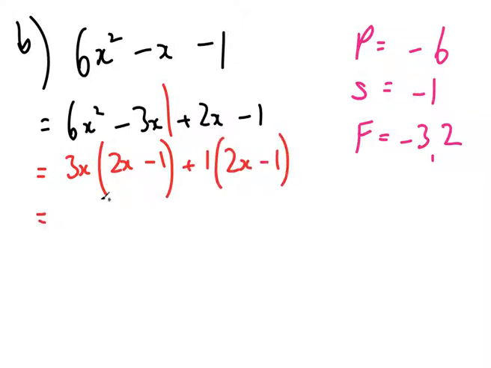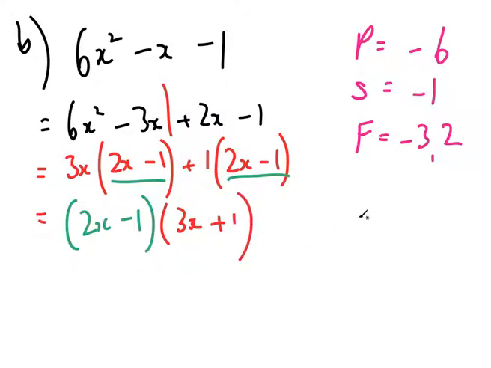So this is equal to common factor here of 2x minus 1. 2x minus 1 comes out the front. And then our leftovers, we need to multiply this thing here by 3x to get this part here. So multiply by 3x. We need to multiply that there by 1 to get this whole part here. So plus 1. That's my answer. Job done. Again, if you want to, you can check by expanding.